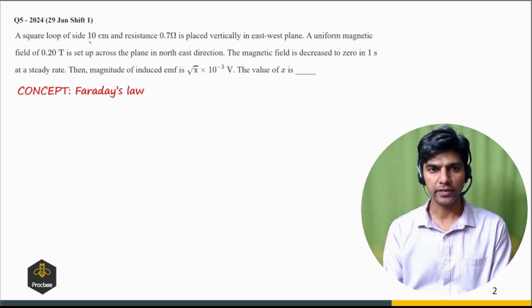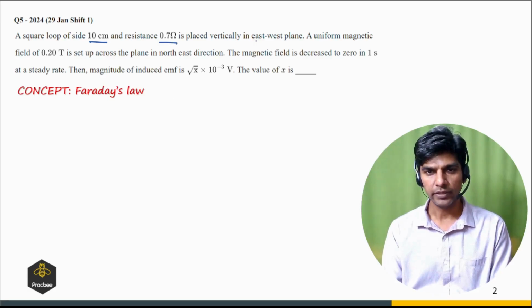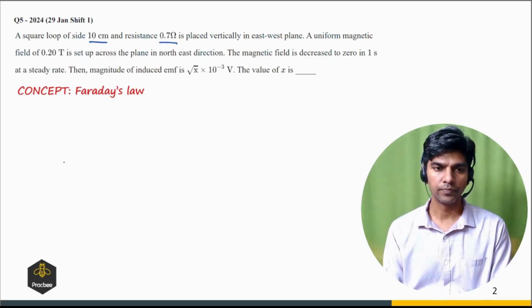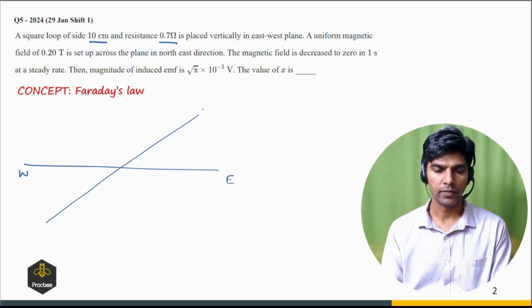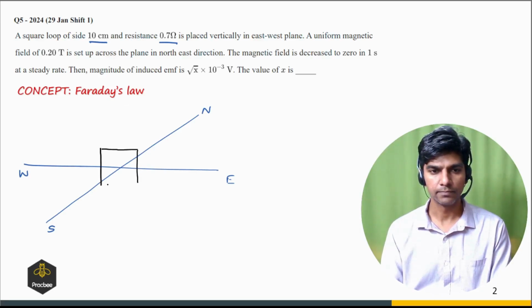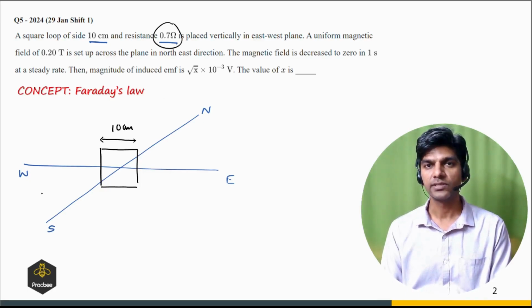A square loop of side 10 centimeter and resistance 0.7 ohms is placed vertically in the east-west plane. Right, so let me show here. This is west, this is east, and this is north, and this is south. And we have given a square loop which is placed vertically. Side is given as 10 and the resistance is 0.7 ohms.